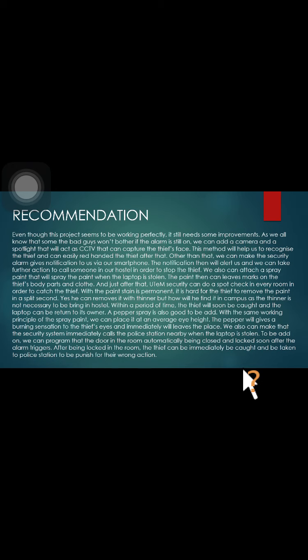To add on, we can program the door in the room to automatically close and lock soon after the alarm triggers. After being locked in the room, the thief can immediately be caught and taken to the police station to be punished for their wrong action.